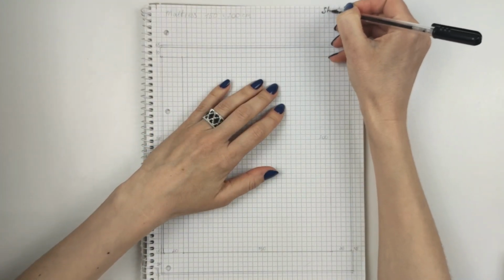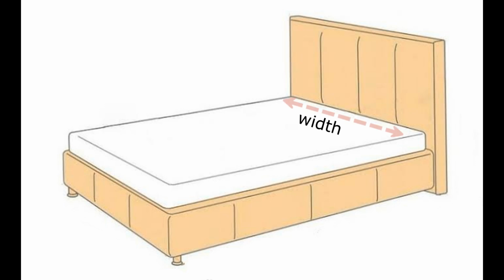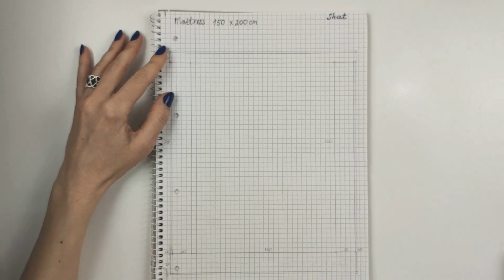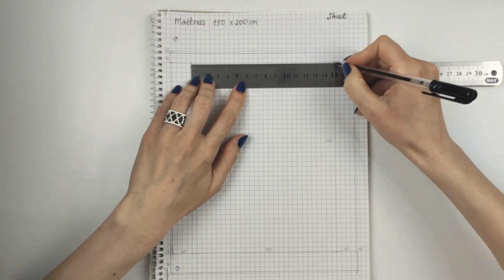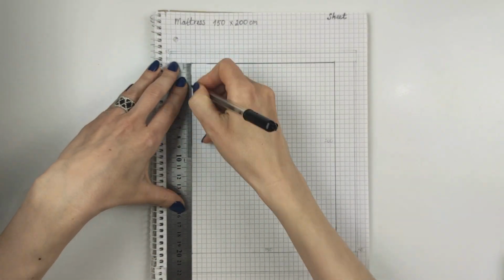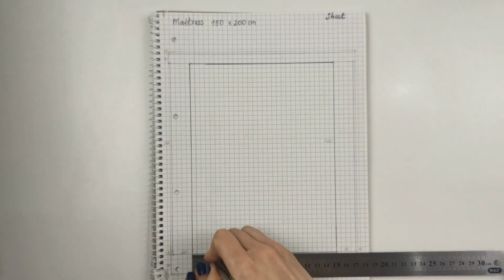Moving forward to the sheet, you need to measure your bed as I show on the picture. This is a width and that is a length. My mattress size is 150 by 200 centimeters. I draw a rectangle 150 centimeters wide and 200 centimeters long.